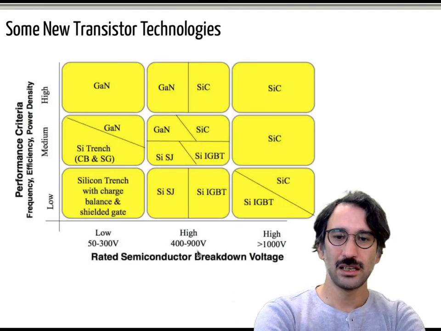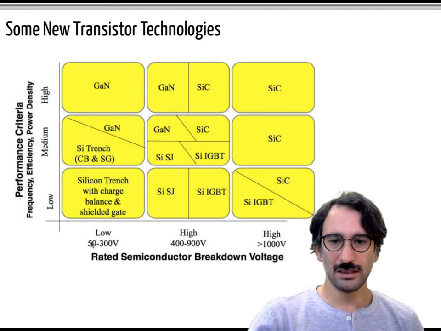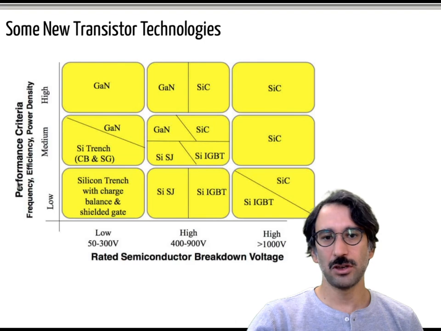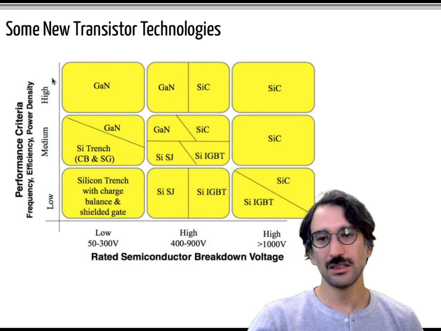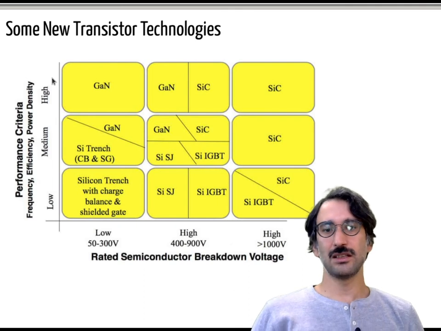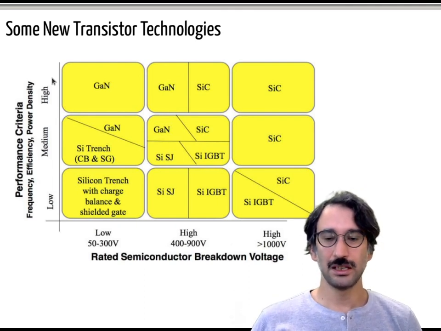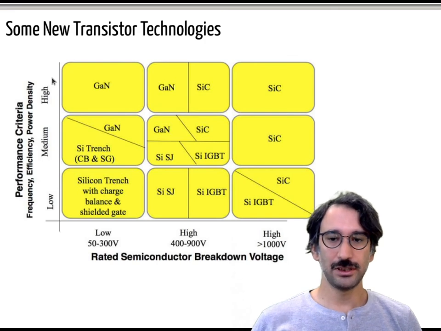And if you look at a comparison here, this is the voltage levels that we are working on, and this is the performance criteria. There is always the cost, and GaN and silicon carbide are slightly more expensive at the moment. Probably they will become cheaper and cheaper in the next years.